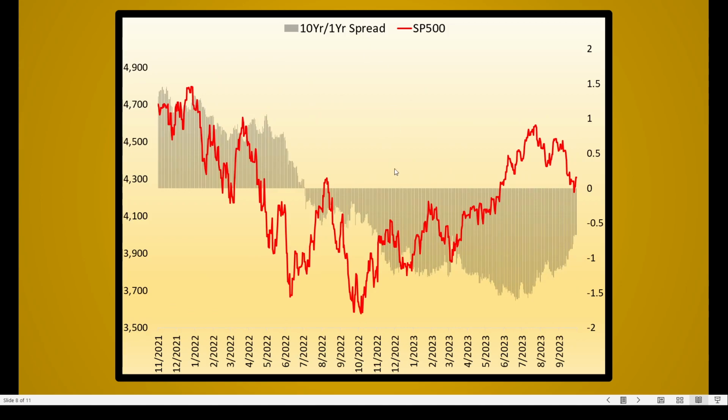Here's the 10-1 spread versus S&P 500 present day. S&P 500 around 4,300. We still have an inverted bond market. And again, this is not a result of the 1 year going down yet. It's really the result of the 10-year that's going up. It's trying to meet the 1 year around 5.5%.